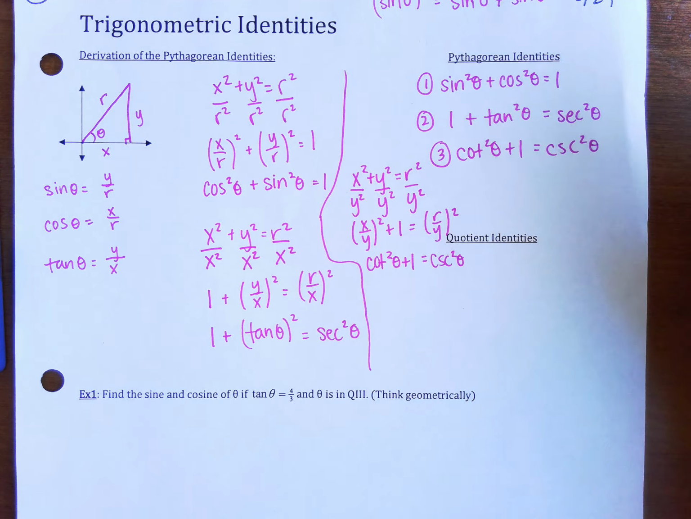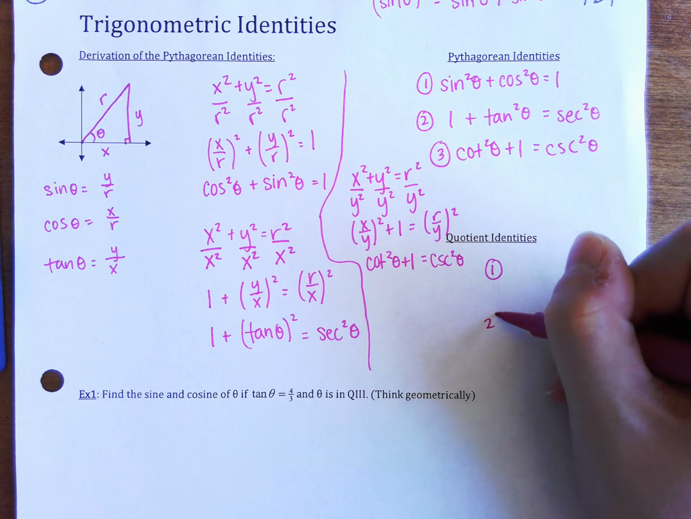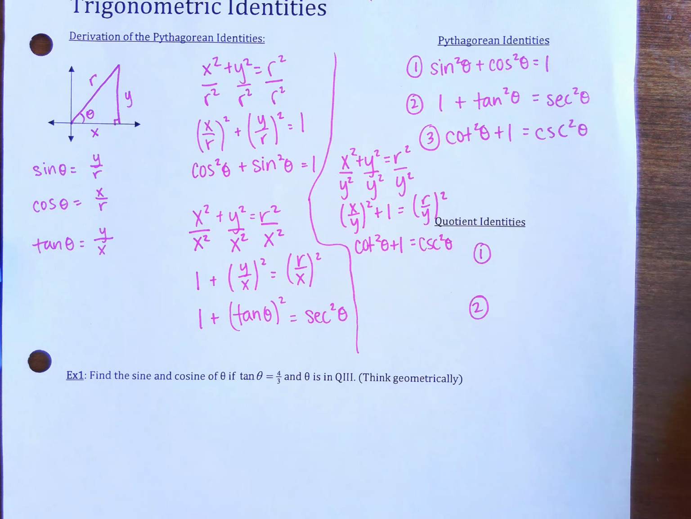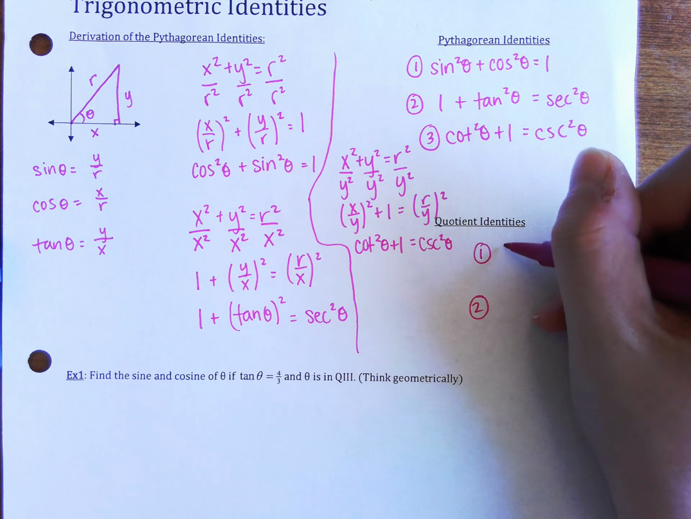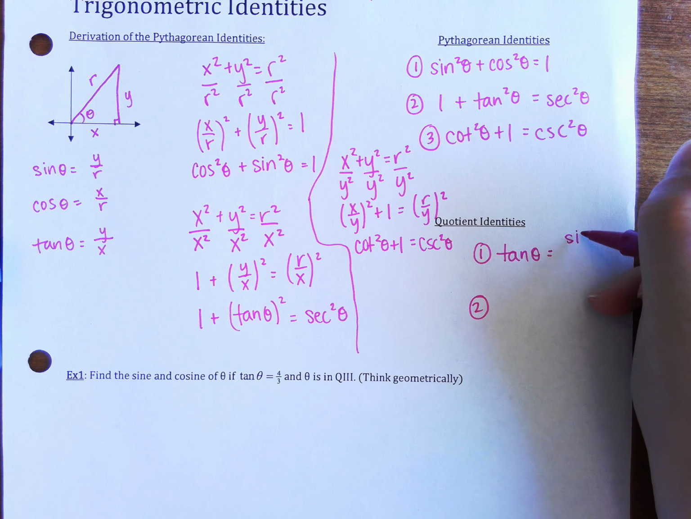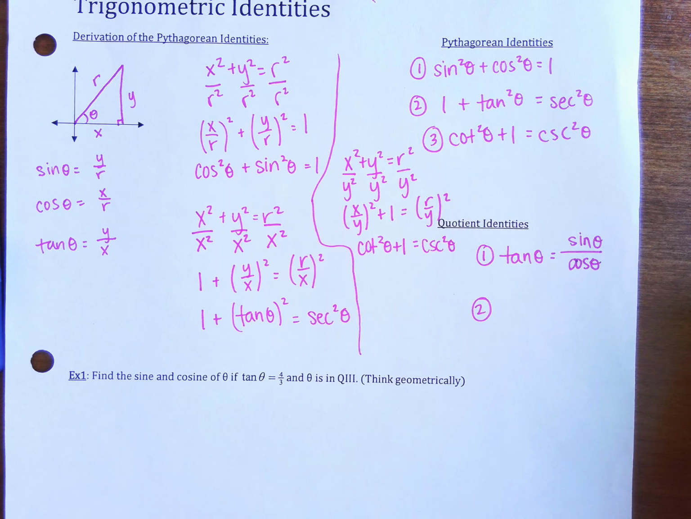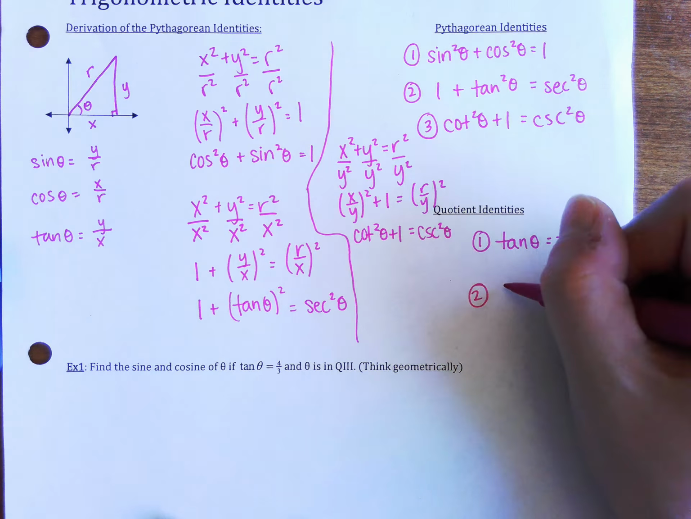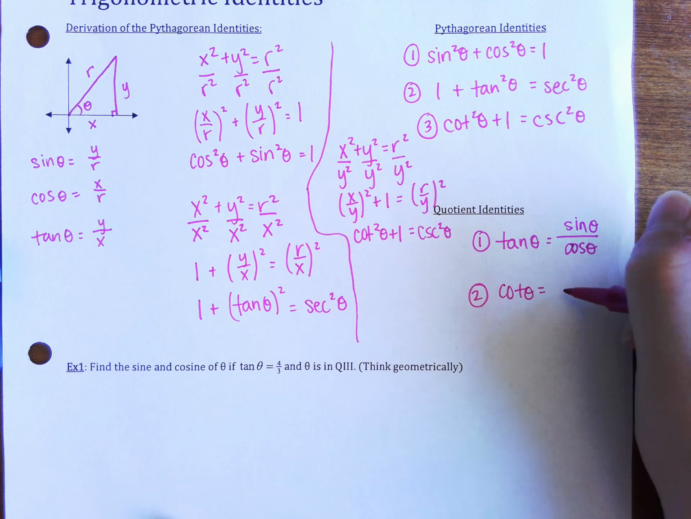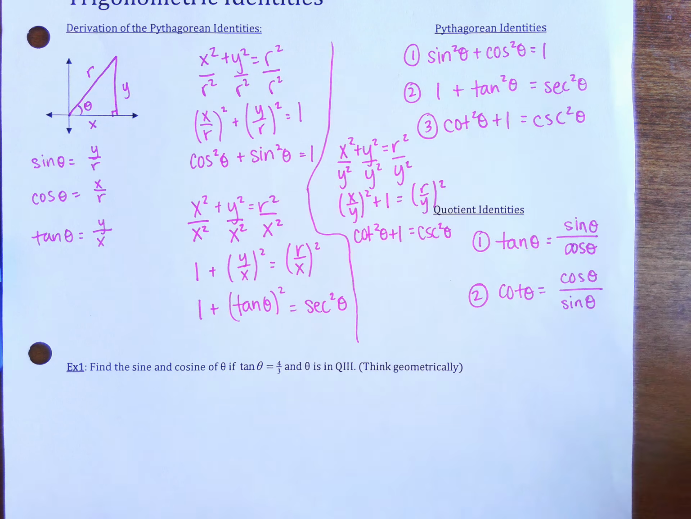So these are our three trig identities, or Pythagorean identities. You need to know these by heart, so that way you can apply them. And we have two quotient identities. We're not going to derive these, but they're really easily derived. The first one is that tangent of theta can also be represented as sine of theta over cosine of theta, and cotangent of theta, since it's just a reciprocal, is cosine of theta over sine of theta.